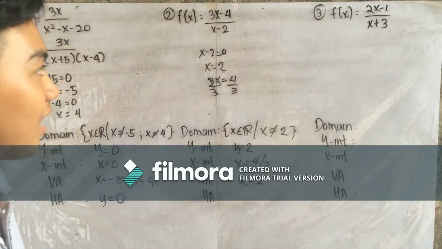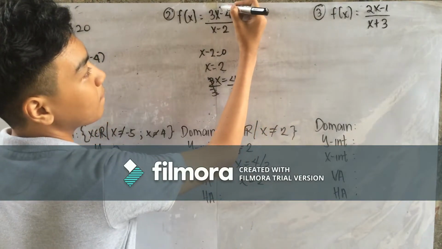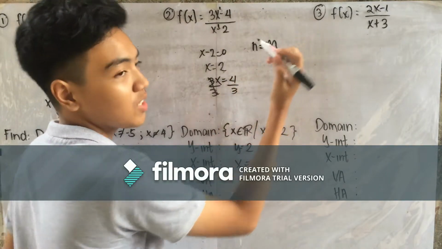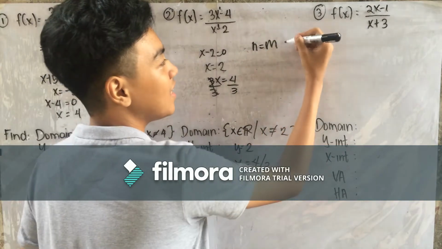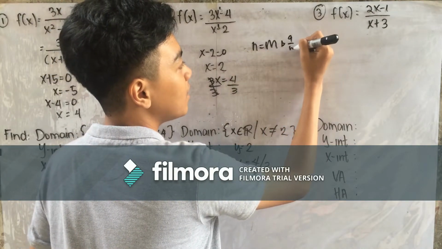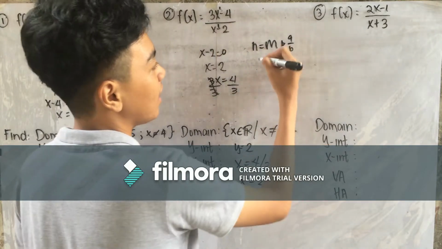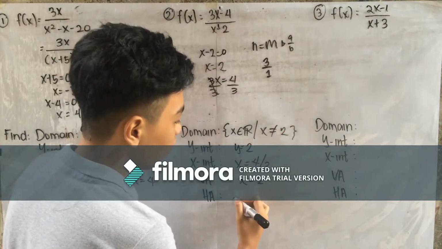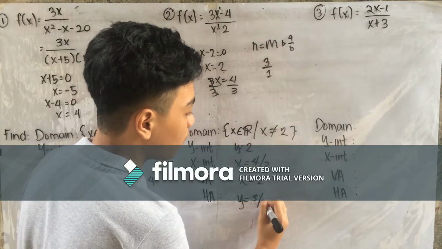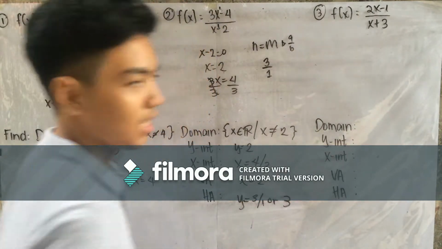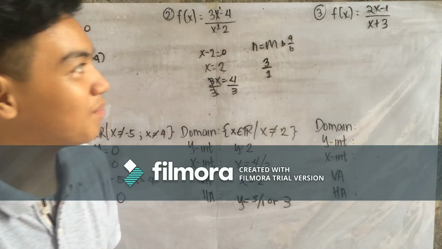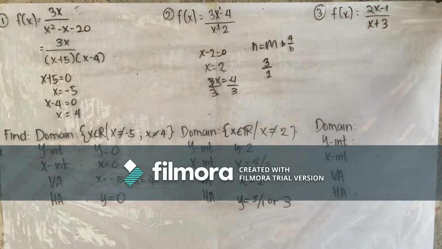Then, horizontal asymptote, as you can see, n is equal to m, so it will be a over b. Take the leading coefficients, which are 3 over 1. So the horizontal asymptote will be 3 over 1, or simply 3. Then, third example, f of x equals 2x minus 1 over x plus 3.